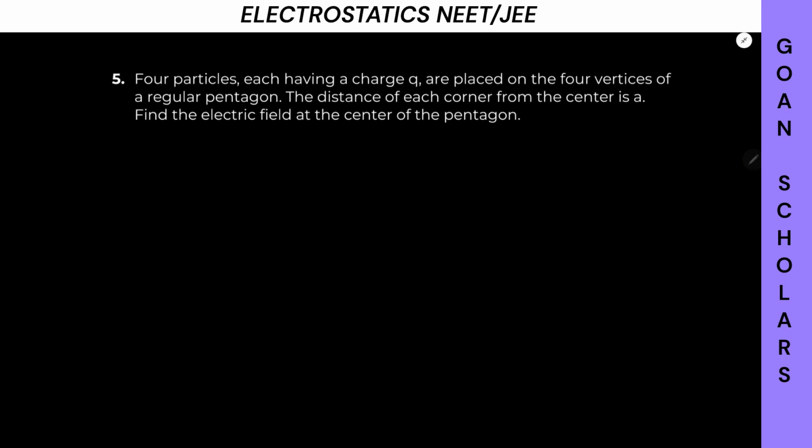Question five says: 4 particles each having a charge q are placed at the 4 vertices of a regular pentagon. The distance of each corner from the center is a. Find the electric field at the center of the pentagon. So let's draw a regular pentagon. Let's say this is our pentagon here.